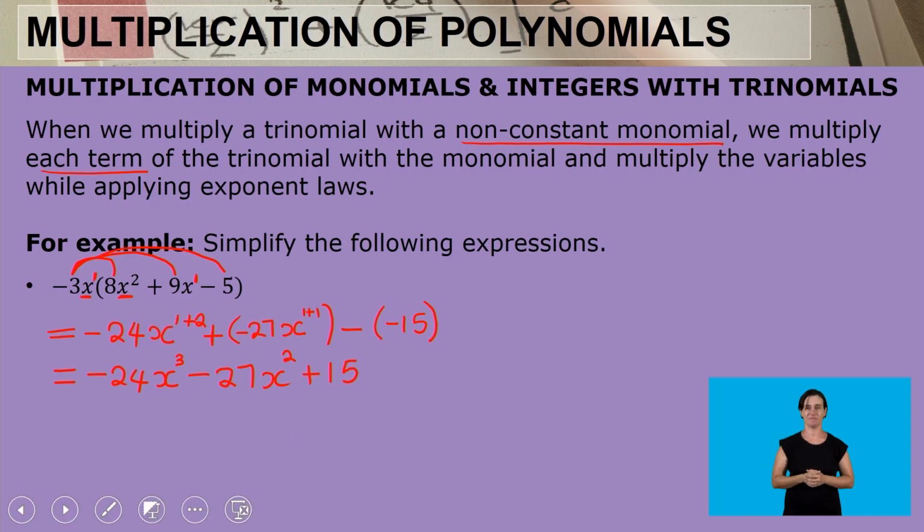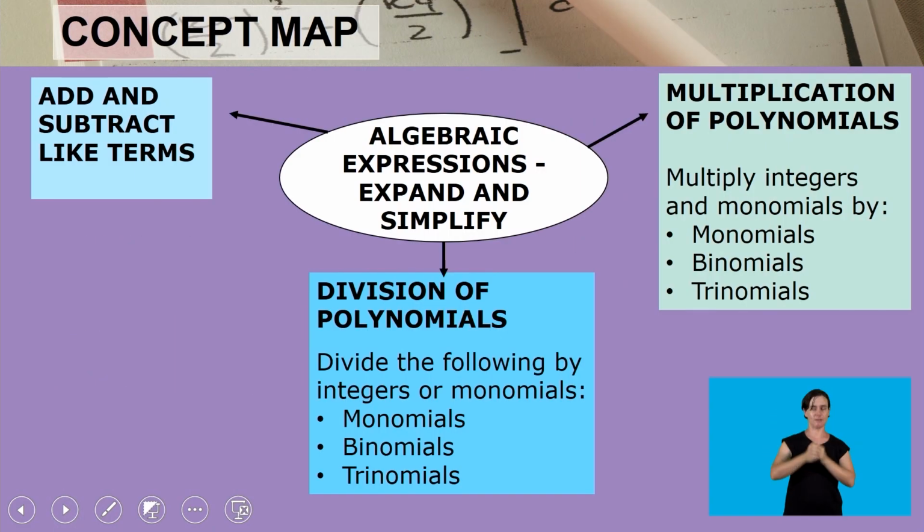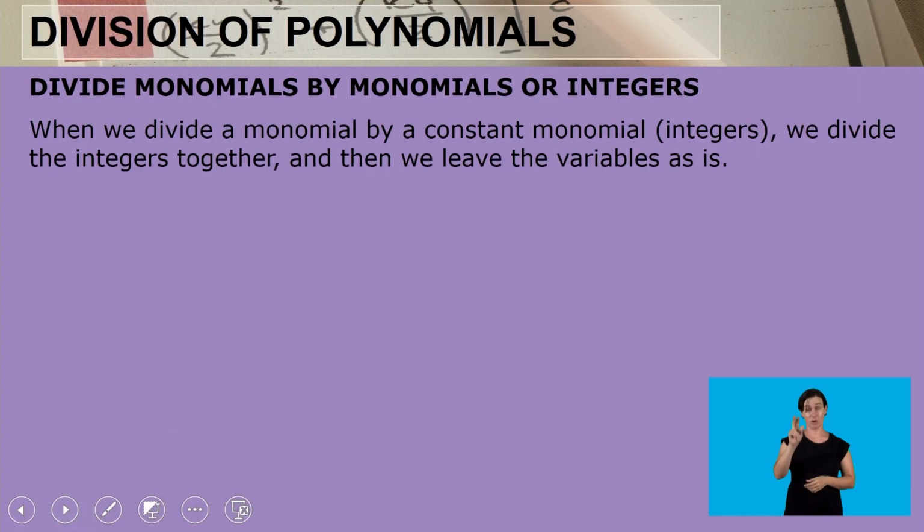Let's move on to the last concept. Just as a reminder, we remember that if the powers have the same base, we of course add the exponents. Let's go on to the last concept in our concept map, and that is the division of polynomials. Firstly, we are going to divide monomials by a constant monomial.